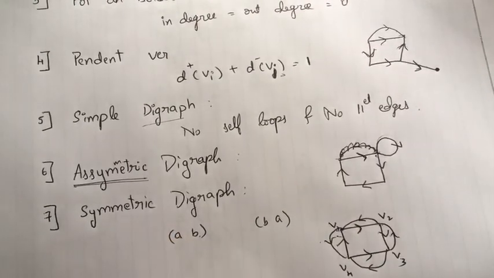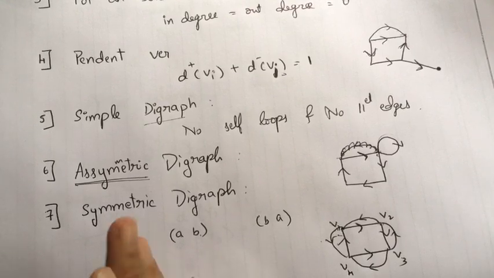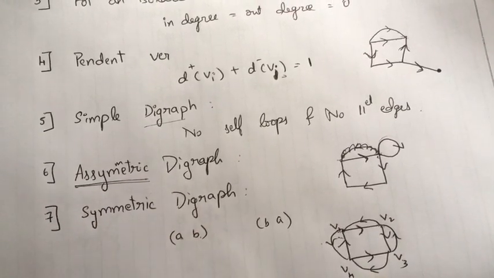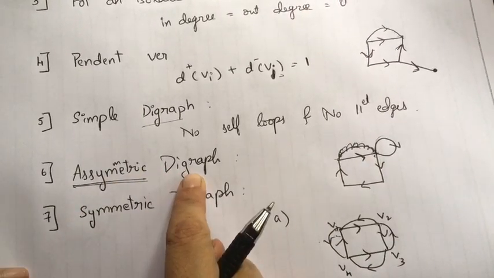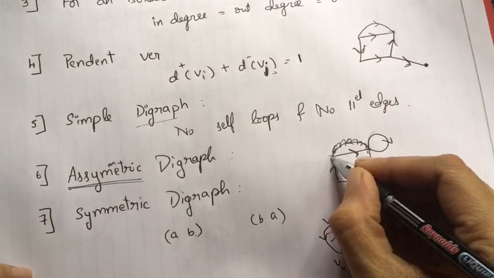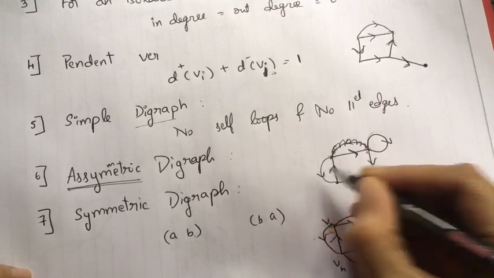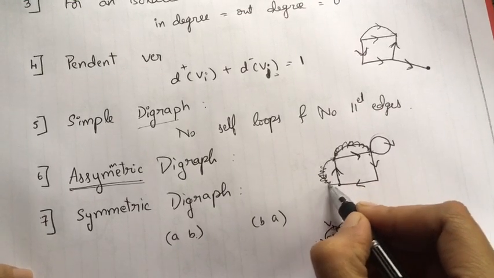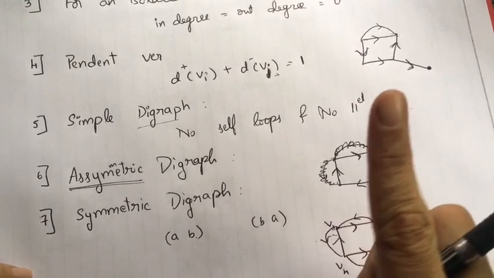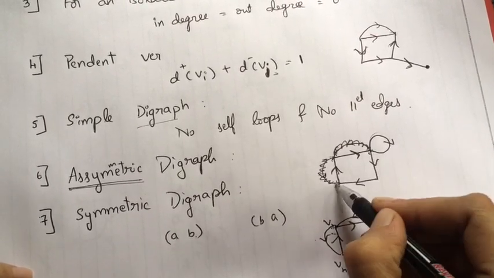A digraph which is both simple and symmetric is called a simple symmetric digraph, and a digraph which is both simple and asymmetric is called a simple asymmetric digraph. Remember, in an asymmetric digraph, if there is an edge from this vertex to this vertex, I cannot have an edge like this. I know they are not parallel, but this is not allowed. At most one directed edge between a pair of vertices. This is very important.